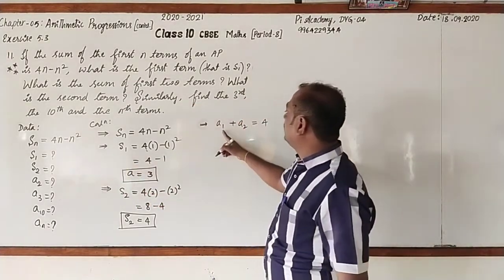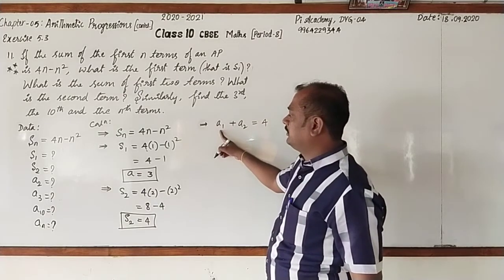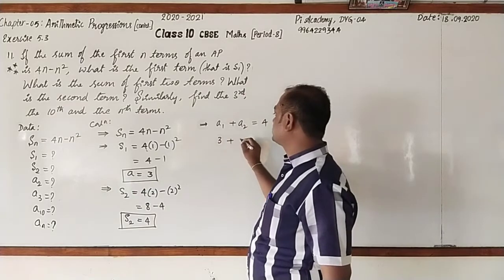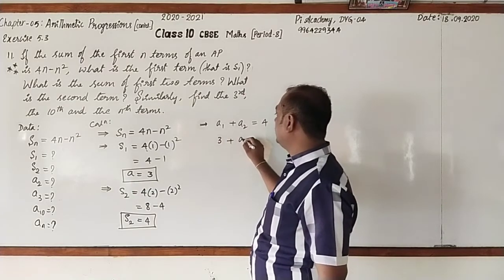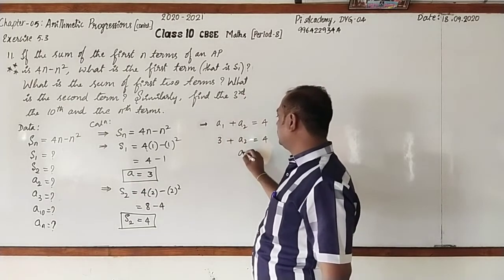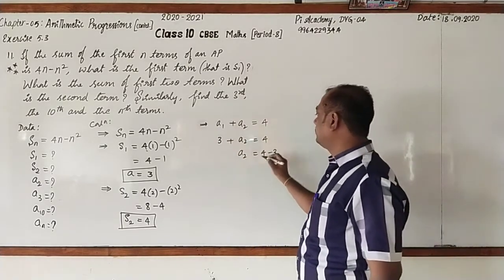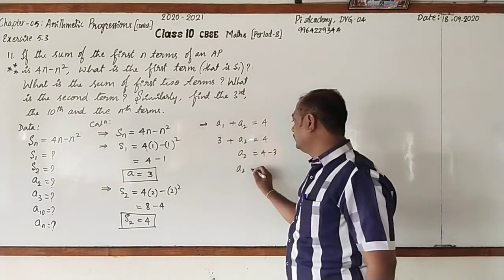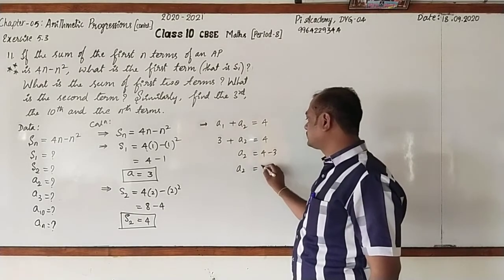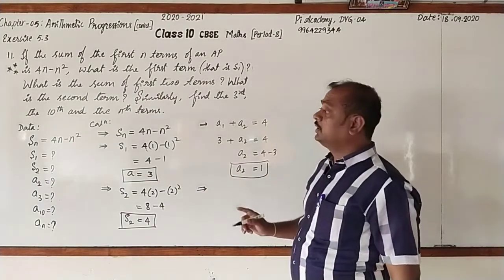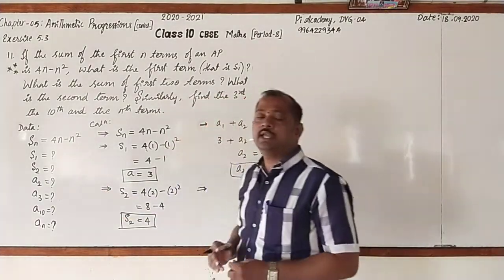Clear? What is A1? A1 is nothing but A, it is 3. 3 plus A2 is equal to 4. Then A2 is equal to 4. Transfer 3 to the right hand side, minus 3. Then A2 is equal to 4 minus 3, which is 1. We got A2.